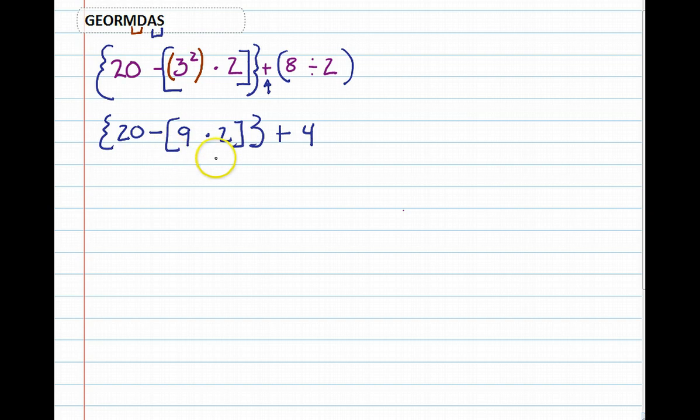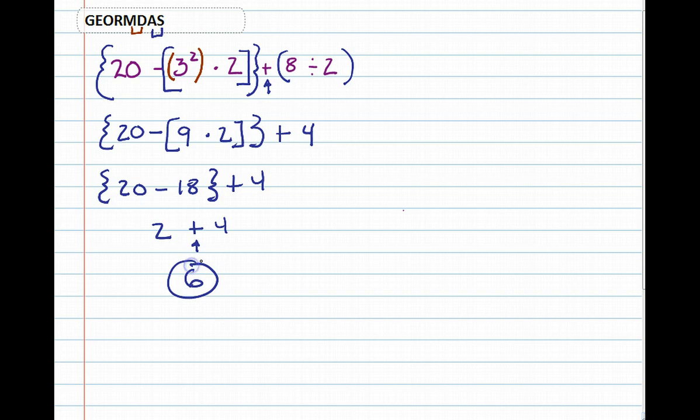Alright, now I'm going to go again to my innermost grouping symbols. I have 20 minus 9 times 2 is 18 plus 4. Again, my innermost grouping symbols, and I get 2 plus 4. Notice I'm doing my principal operator last, and my answer is 6. What's also important here to note is that I worked down the page, and then I showed each of my steps.